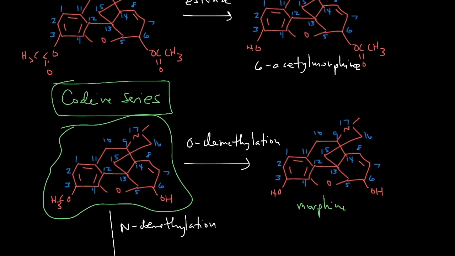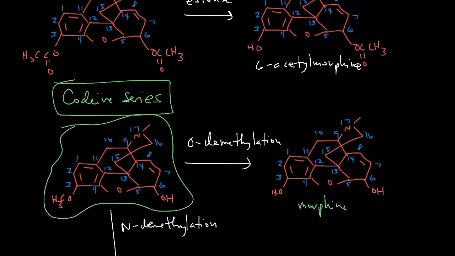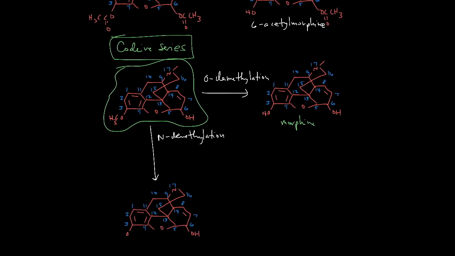Let's see. Your codeine series. Codeine is also another prototype. So the only difference between codeine and morphine is that at the 3 position, codeine has an OCH3 group, a methoxy group. Easy to remember because codeine is like morphine, except it has the CO at the 3 position. So codeine is just 3-CO-morphine.